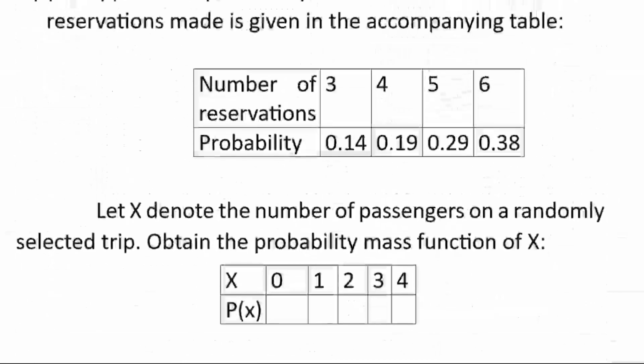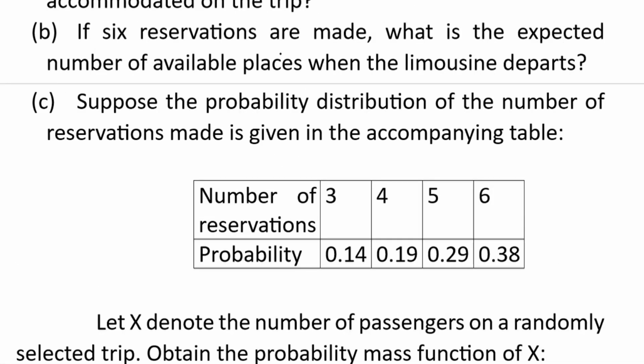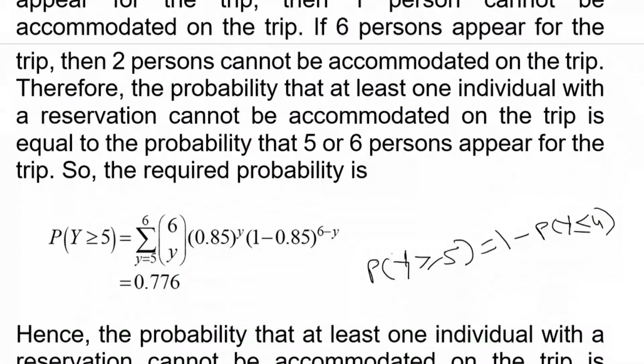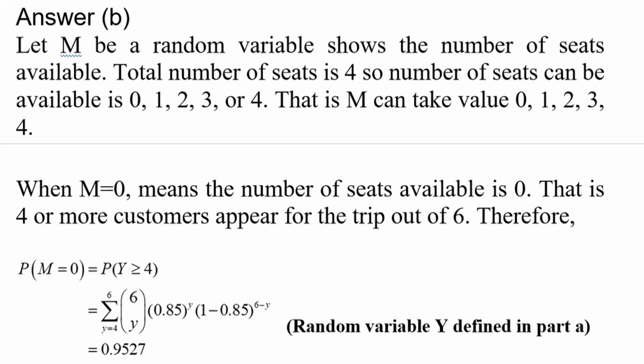So now we come to the second part. If 6 reservations are made, what is the expected number of available places when the limousine departs? This is our second part.